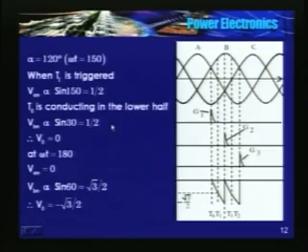I am not going to do for alpha is equal to 150 and alpha is equal to 180. Same procedure, you follow it and you will find that whatever happened for 30 degrees, it will happen for alpha is equal to 150 but negative. Whatever happened for alpha is equal to 0, it will happen for alpha is equal to 180. Okay. So far we drew the waveforms for alpha is equal to 0, 30, 60, 90 and 120.